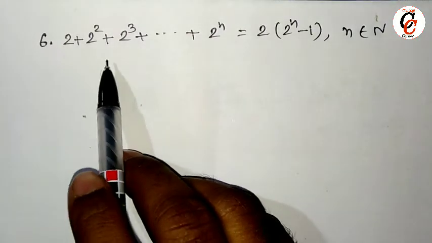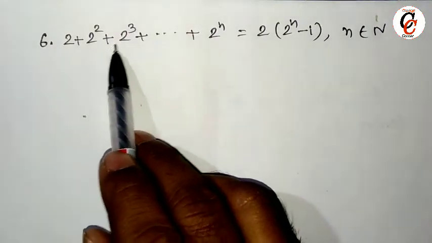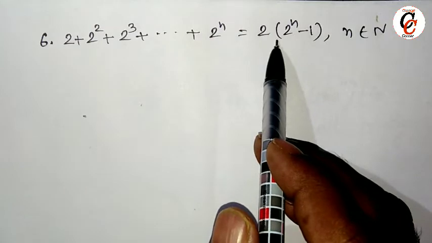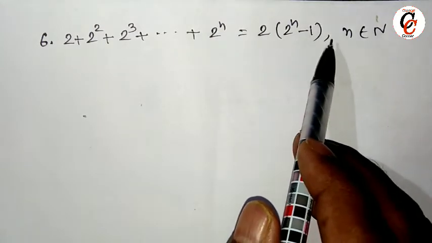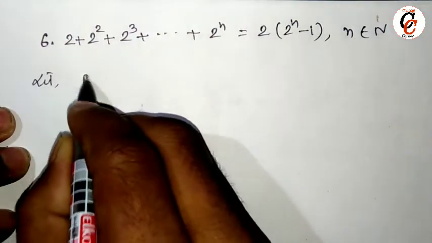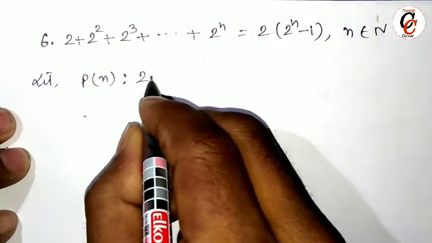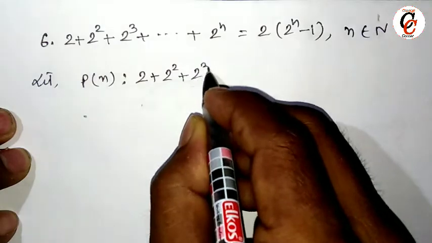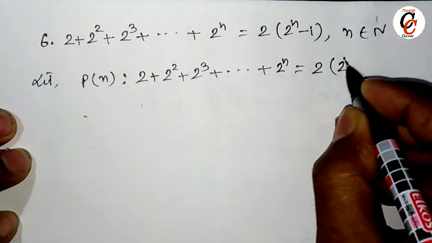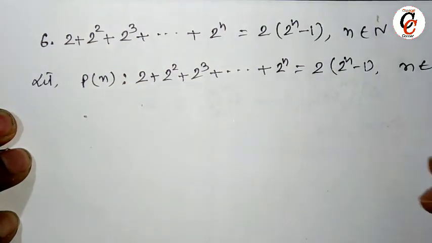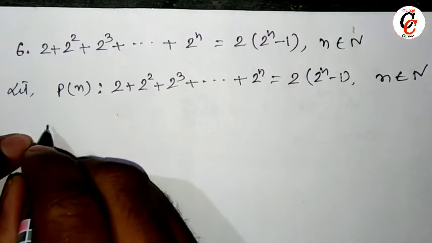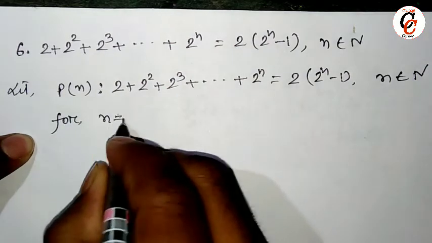Let's see question number 6. Question number 6 is 2 plus 2 square plus 2 cube plus dot dot dot plus 2 to the power n is equal to 2 into (2 to the power n minus 1), where n belongs to N. So first of all, we will take the statement as: let Pn be 2 plus 2 square plus 2 cube plus up to 2 to the power n is equal to 2 into (2 to the power n minus 1), where n belongs to capital N, that means natural number.